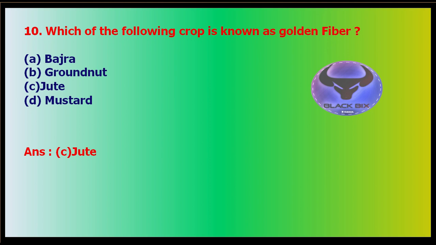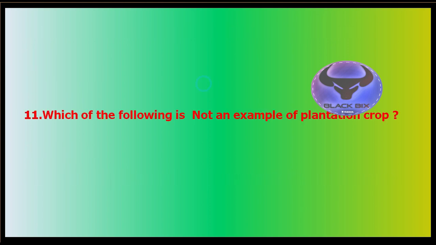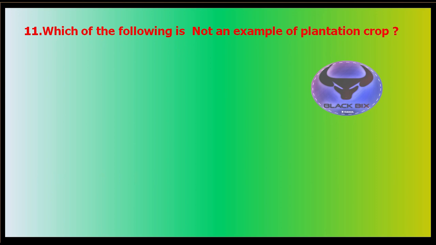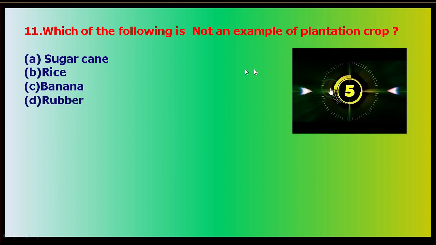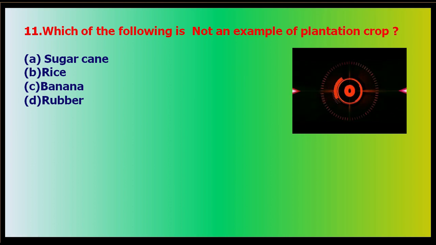Now moving to question number 11. Ten is clear, that golden fiber is jute. Question number 11 is, which of the following is not an example of a plantation crop? Your options are sugarcane, rice, banana, or rubber. Which is not an example of a plantation crop? And time up.